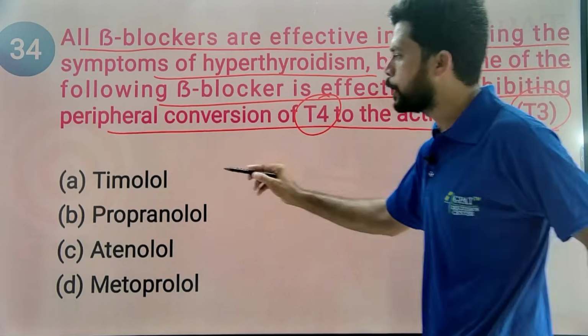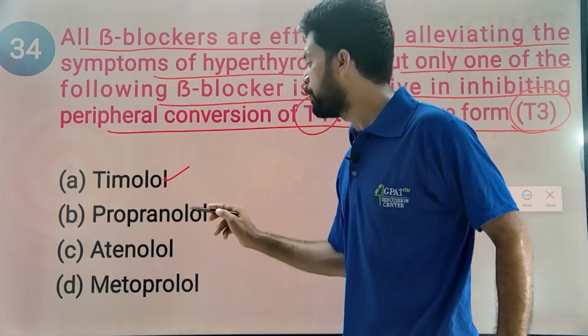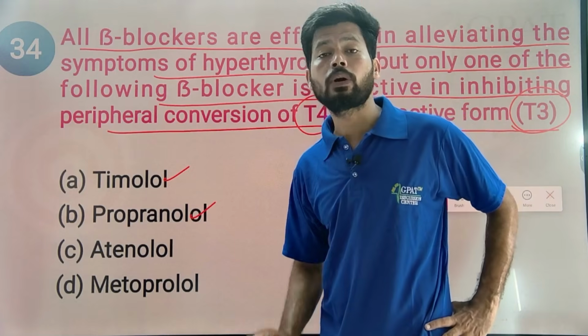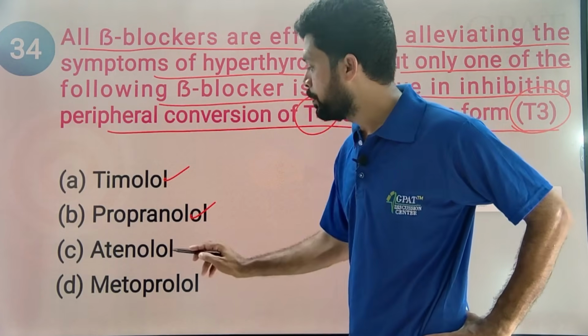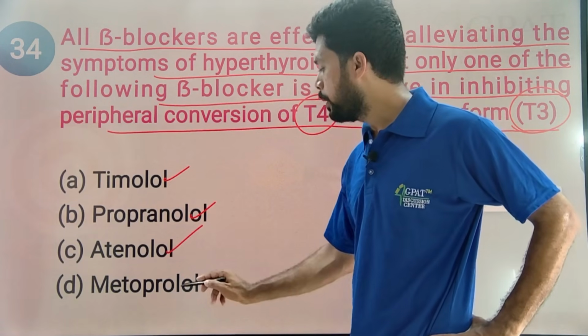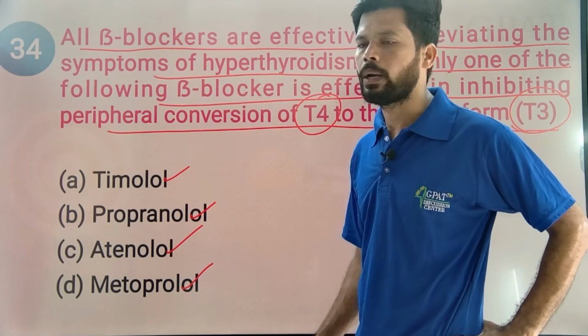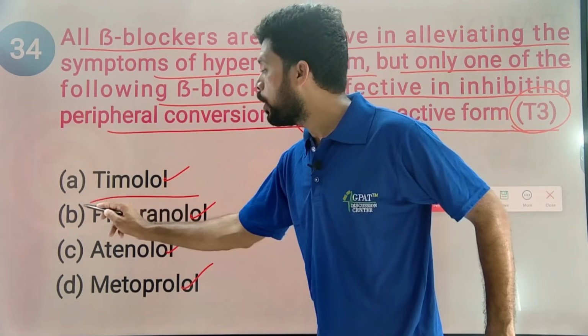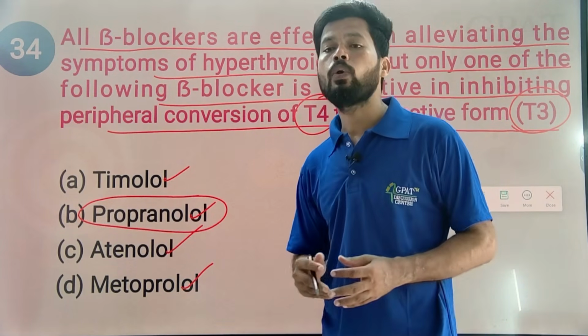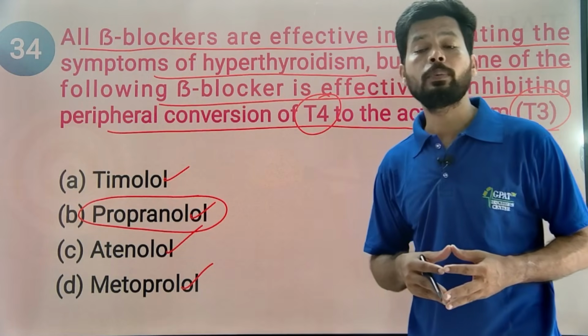సో జనరల్గా టిమోలాల్ చూసుకుంటే కనుక గ్లాకోమాలో వాడతారు. ప్రొప్రానోలాల్ ఏ నాన్ సెలెక్టివ్ బీటా బ్లాకర్, do not take in asthma patient. Atenolol a selective beta blocker. Metoprolol is also a selective beta blocker. But here propranolol will be the answer.